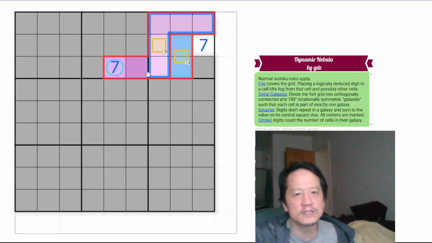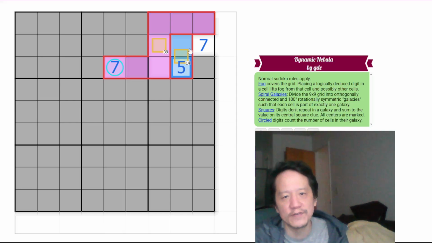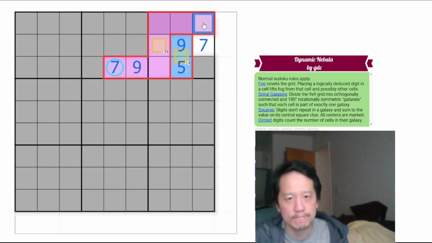So this galaxy has a 9, it has to have a 6 and an 8, therefore this must be 5 and this must be 9. Which forces this to be a 9. This has to be 2, 4, 6, 8, and 3. Because that's the only digits remaining that add up to 39. This must be a 1.